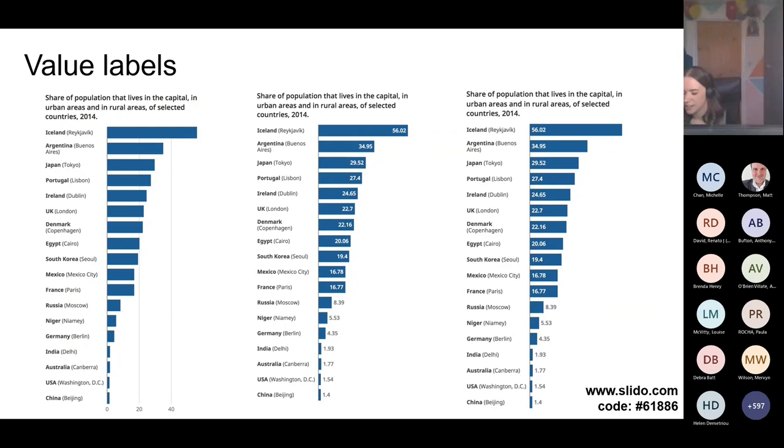So this isn't necessarily an accessibility thing. The things we've got to think about with accessibility here are the contrast of the color against the background, so the white against the blue. And also if you really want value labels, is it better just to provide a table of the data instead of a bar chart?